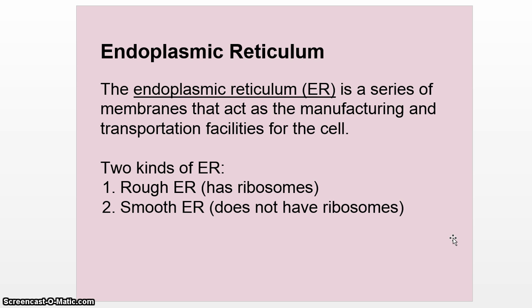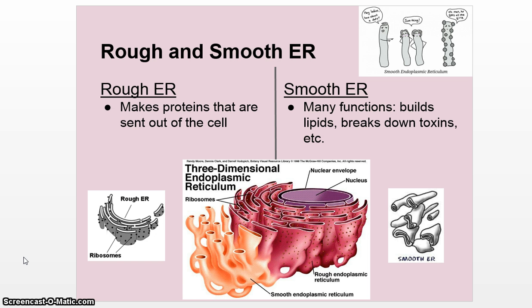You have 2 kinds of ER, rough and smooth. Those are probably the least complicated names of today. The rough ER is called rough because it looks rough. The smooth ER is called smooth because it looks smooth. Here's some more information on them. The rough ER has bumps on it. It looks like it would feel rough.